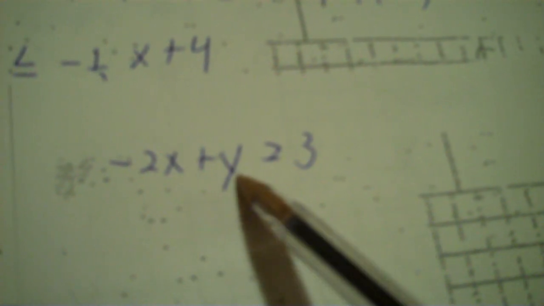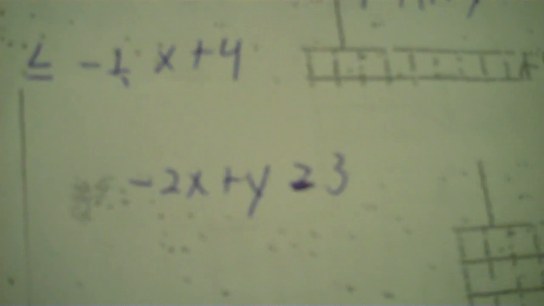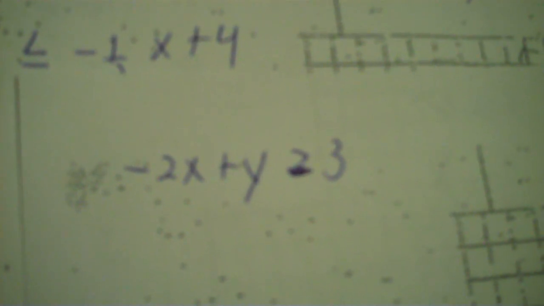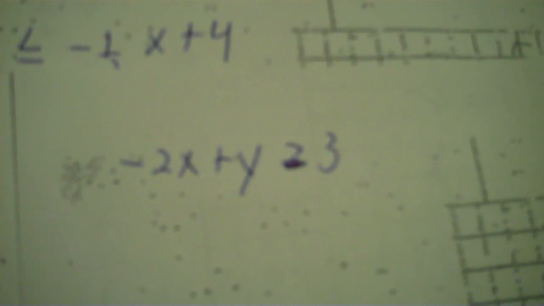Okay, my next problem, negative 2x plus y greater than or equal to 3. There is a line there. Okay, greater than or equal to 3. So first decision, it's going to be a dashed line or a regular line. Well, the line's there, so that's going to be regular. And since that symbol's with it, we're going to have to do a test down here.